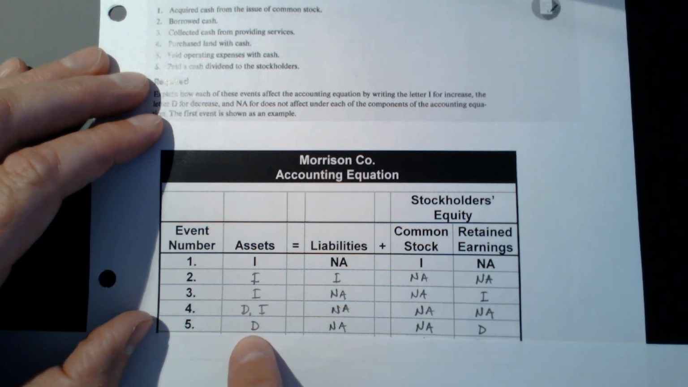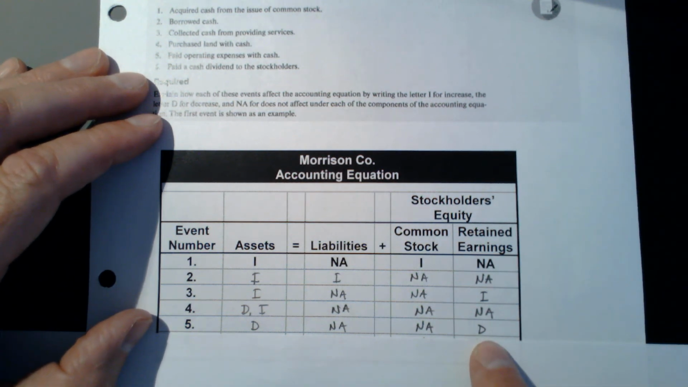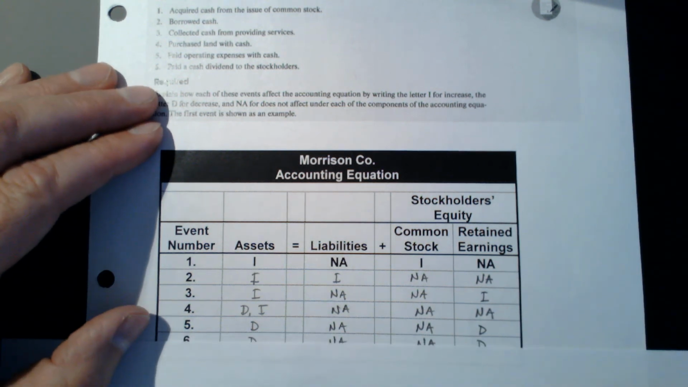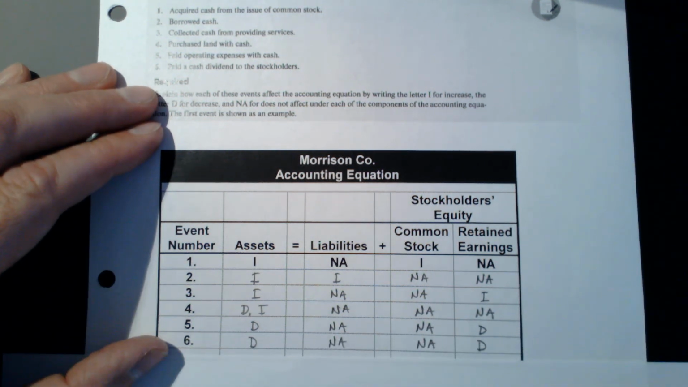Next one, I paid operating expenses with cash. In that case, my assets go down and my retained earnings go down. They increase with revenues, they decrease with expenses. And then lastly, I paid a cash dividend to stockholders. Assets go down, retained earnings go down.